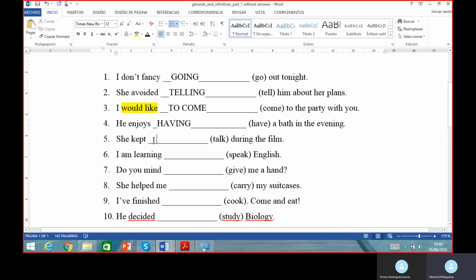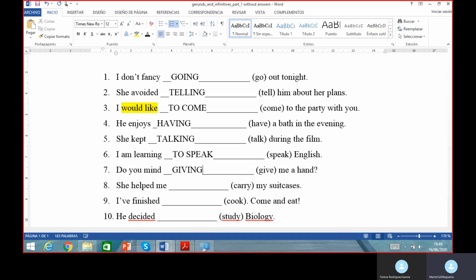5, she kept talking during the film. 6, I'm learning to speak English. 7, do you mind giving me a hand? To give a hand, echar una mano.